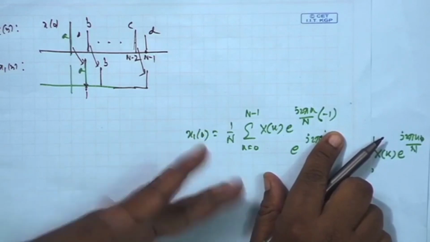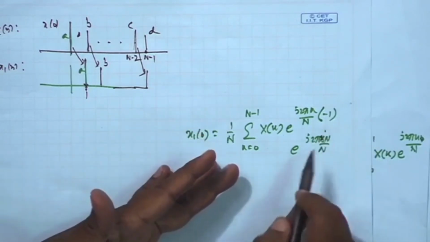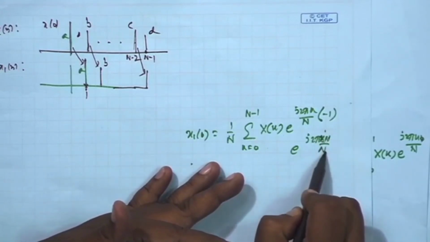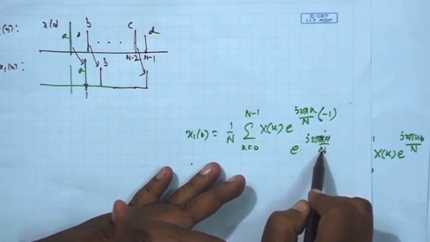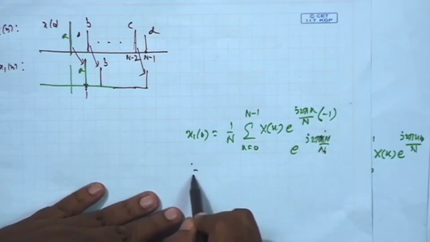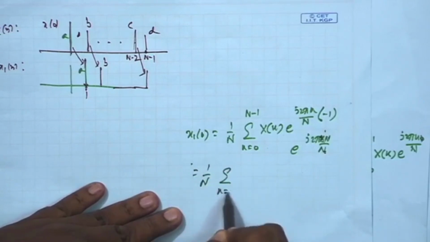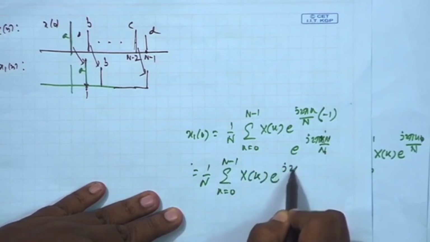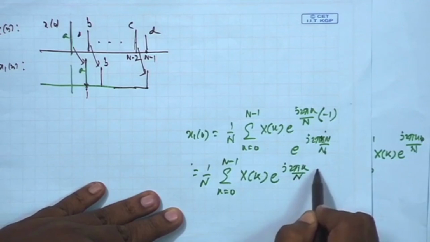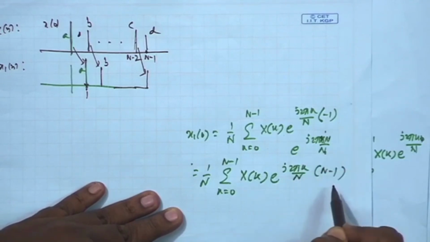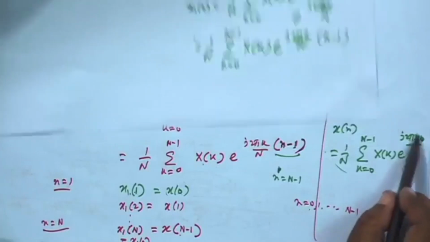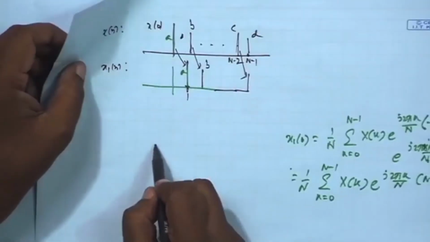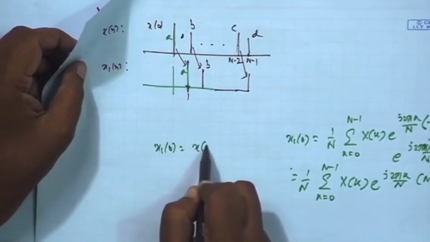So e to the power j 2 pi, e to the power j 4 pi, e to the power j 6 pi, they are all 1. E to the power j 2 pi k is 1. Then I can write e to the power j 2 pi k into n by n. So e to the power j 2 pi k by n I keep outside, and it becomes e to the power j 2 pi k by n into n minus 1. That is the same formula as this, small n replaced by capital N minus 1. That is, x 1 0 is x n minus 1.